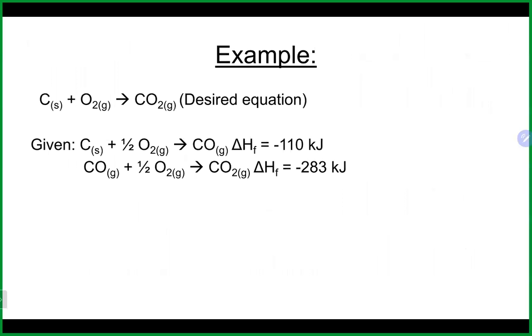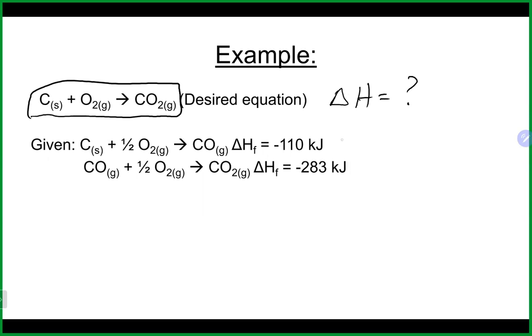So let's take a look at one here. For example, what we want to do is end up with this equation, and we want to know what the delta H value is for that particular equation. We're going to use these two equations here to basically build it. The best way to do it is to keep it simple. Is it on the left-hand side of the arrow or the right-hand side of the arrow, and how much do I need?